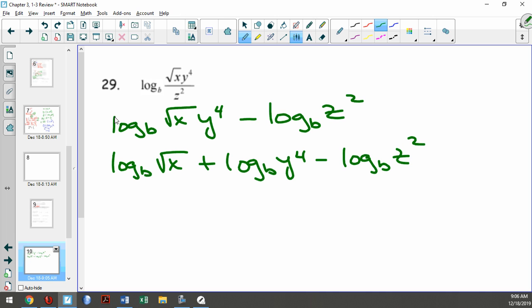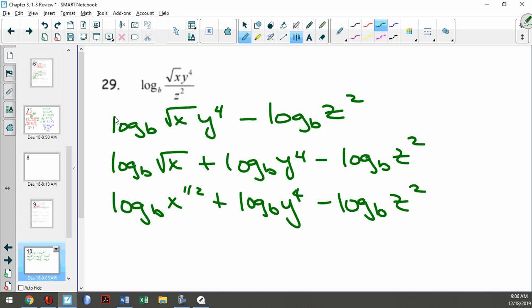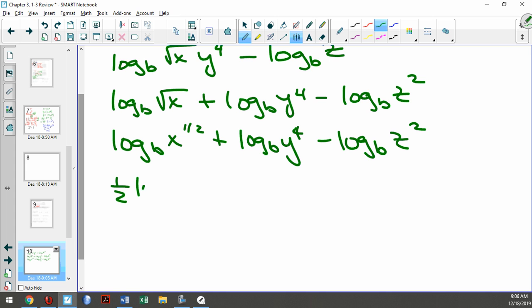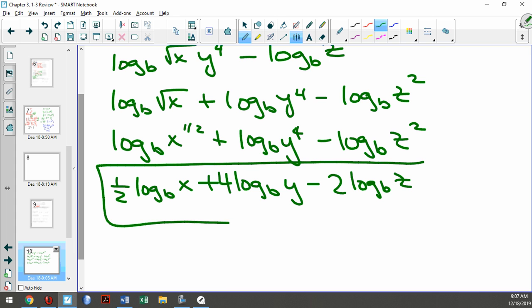Square root of x. What is the square root of x? 1/2. Log base b of x to the 1/2 plus log base b of y to the 4th minus log base b of z squared. Now what? All of the exponents are going to go in front of the logarithms by multiplication. So 1/2 log base b of x plus 4 log base b of y minus 2 log base b of z. This is an example of expanding. Can you do that tomorrow for the test?